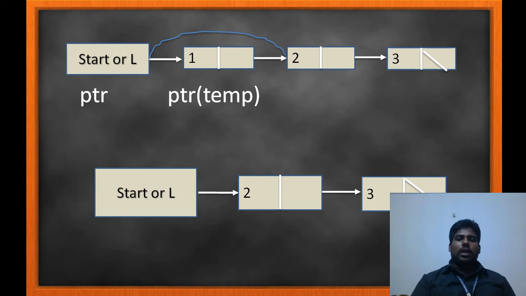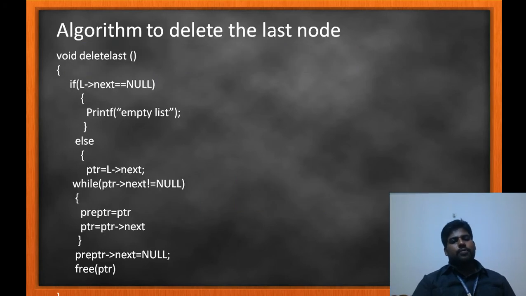The second one is to delete the last node in the list. So the algorithm to delete the last node. I am using one user defined function, void delete last. Here the same thing. L next, that is, the starting position of the list is null or not. If it is null, it means it is an empty list. Else PTR equal to L next. For this PTR I am assigning the L next, the next position, the first node. Now here, not the starting position, L next, so the first node will be assigned to the PTR.